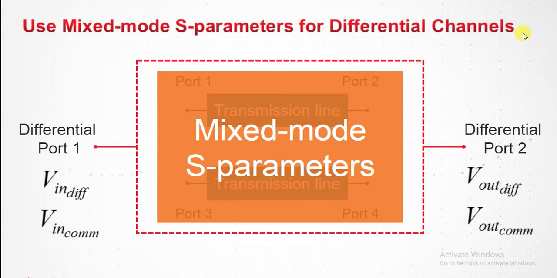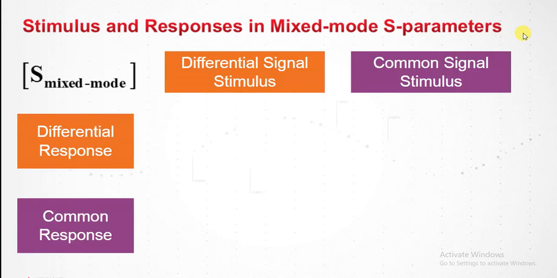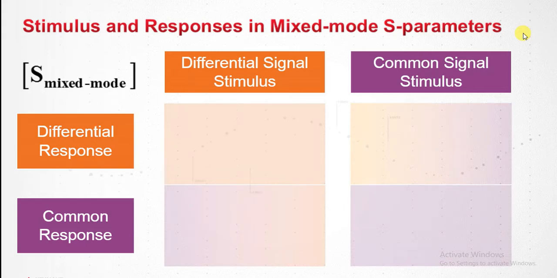Here's a quick look at what a mixed mode S parameter matrix would look like. Starting from the outside, we have different stimuli. We have differential signal and common signal stimulus on the top hand side. And on the left are the responses. And we have 4 quadrants of very distinctive behaviors. On the top left is the differential input creating differential output, and so on.